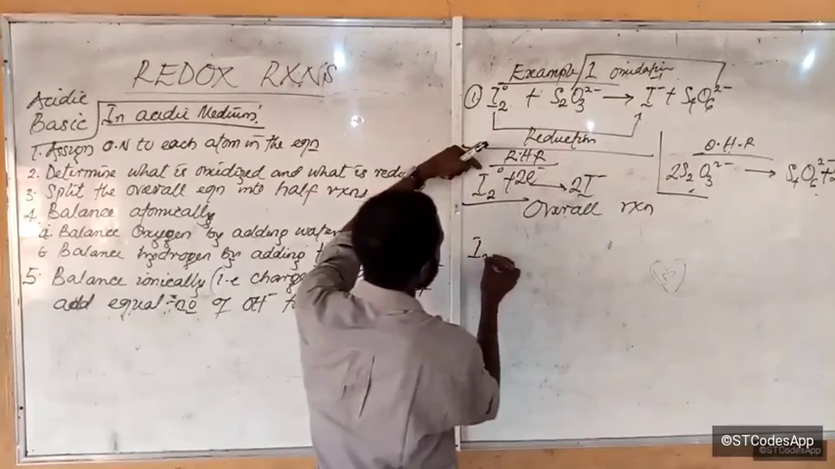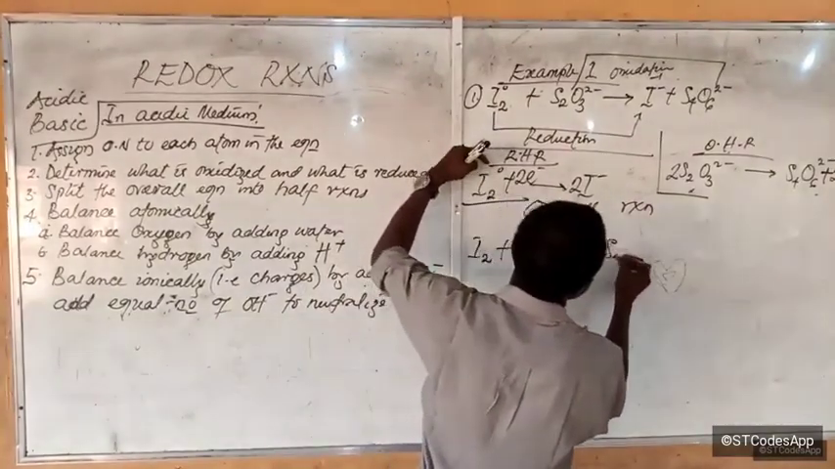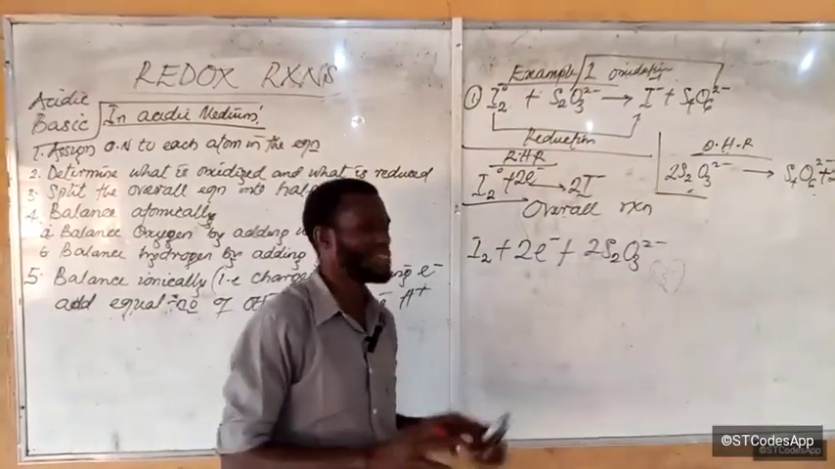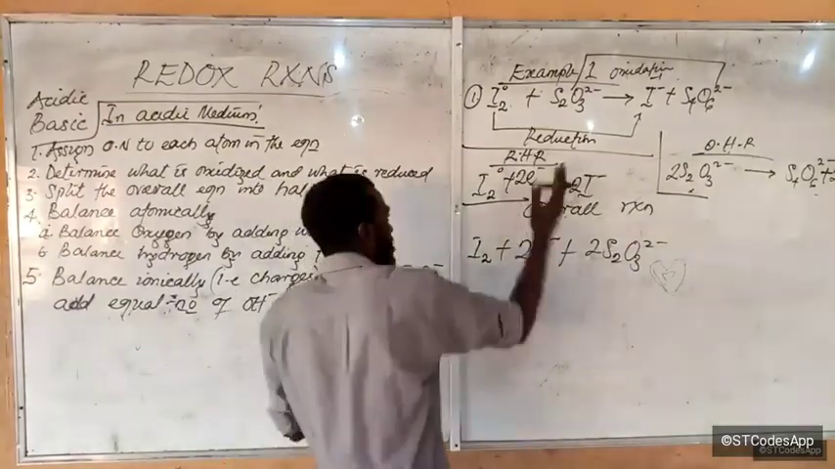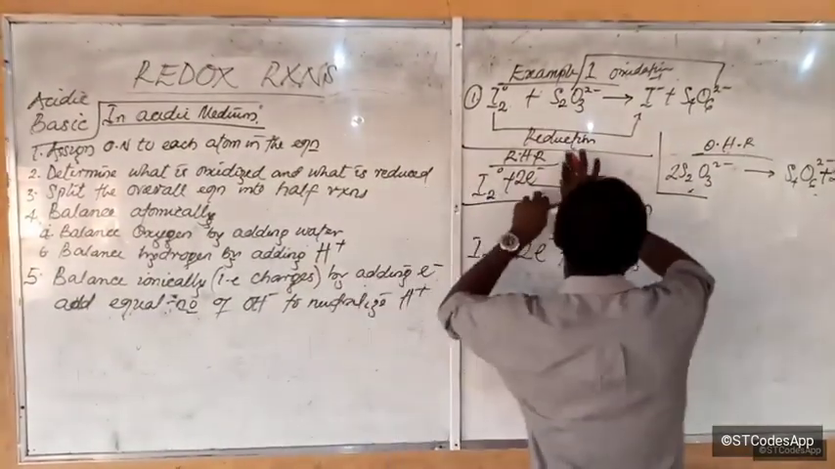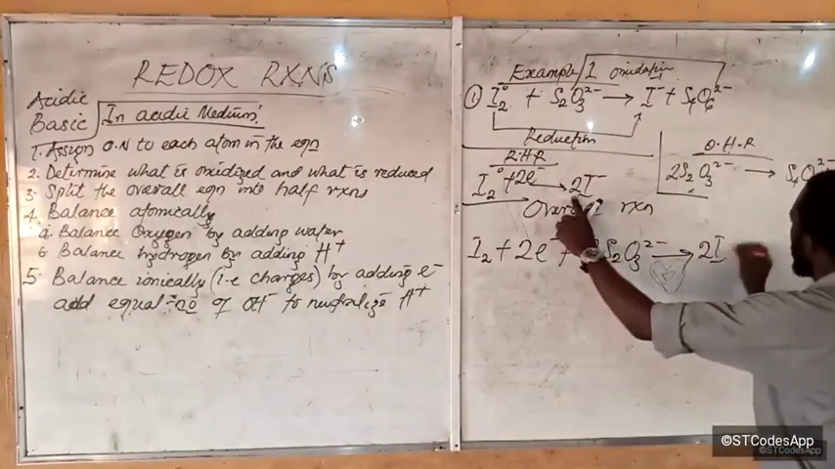So we have I2 plus 2e^- plus 2S2O3^2-. Standardly, I'm supposed to write this before the electron, but either way you write it is fine, as long as we're writing this side and this side together, plus. Is that okay? Then we are going to write this side and this side together. So to give what? This guy, 2I^- plus what?